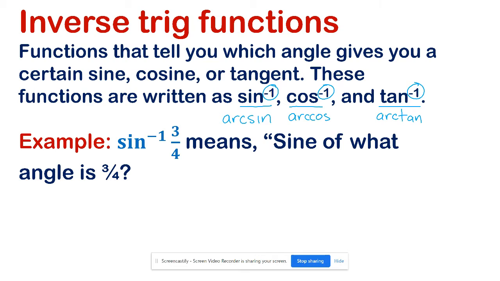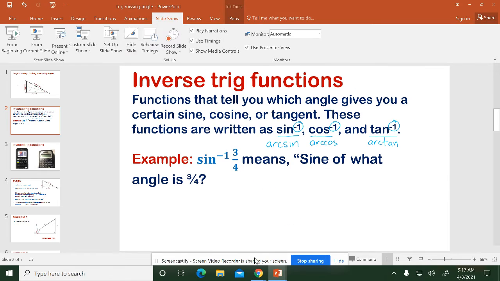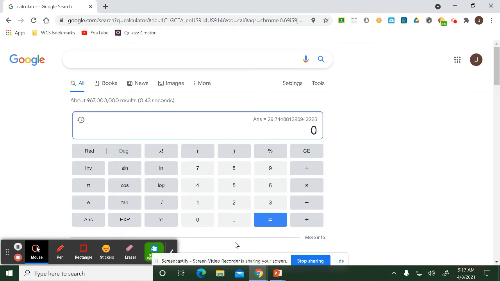So here's an example. It says we have inverse sine of 3/4. So what that is asking us is what angle has a sine of 3/4. And the only way we're going to be able to do this right now without getting into very complicated stuff is with a calculator. So I'm going to go over to the Google calculator here. And first thing I need to do, as always, is make sure I'm set on degrees.